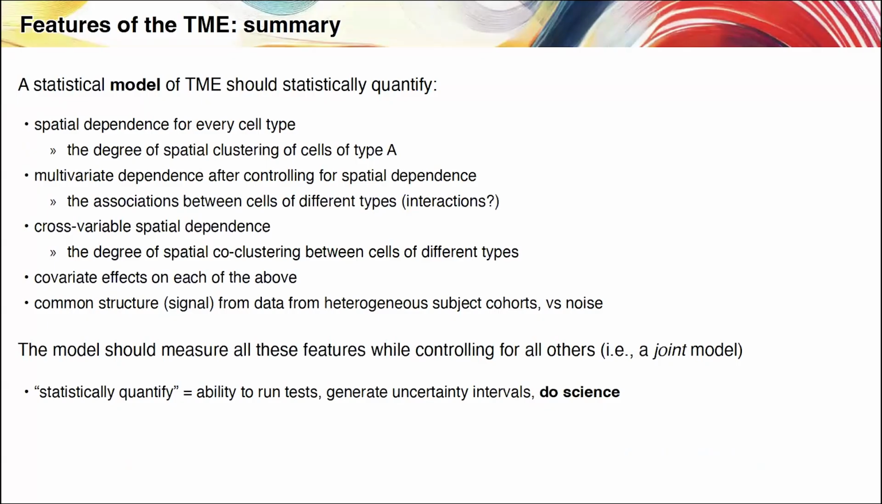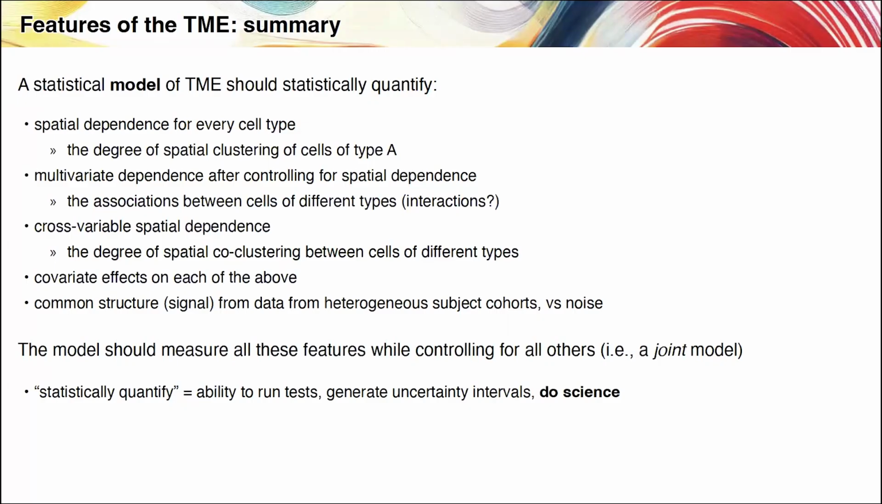And this may tell me something about interactions, right? Although we may have a discussion of what it means for cells to interact relative to occupied space, and I'm open to questions on this. And the other thing that you want to do is not just how every cell type clusters in space, not just how there is association between cell types after controlling for spatial dependence, but also the cross-cell type spatial dependence.